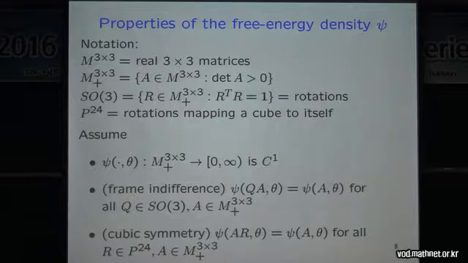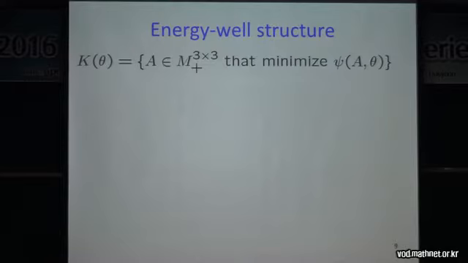So how do we encode the phase transformation at the level of the properties of ψ and how it varies with the temperature θ? So one way to do this, or one way to learn something about it, is to look at the set of matrices that minimize the free energy density at temperature θ. So I call that set of matrices K of θ.